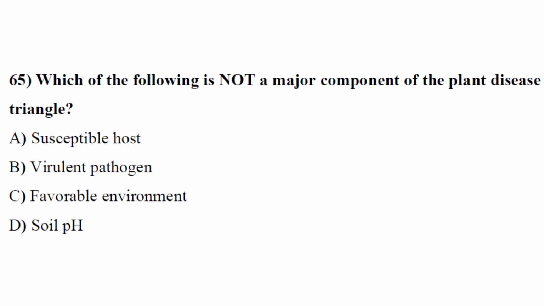65. Which of the following is not a major component of the plant disease triangle? A. Susceptible host. B. Virulent pathogen. C. Favorable environment. D. Soil pH. Answer: D. Soil pH.